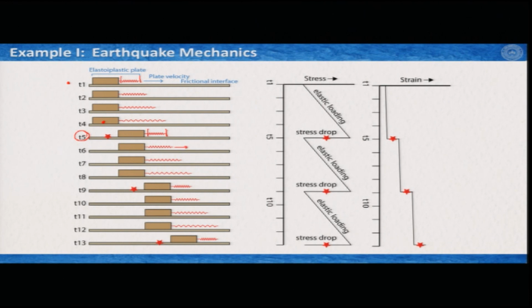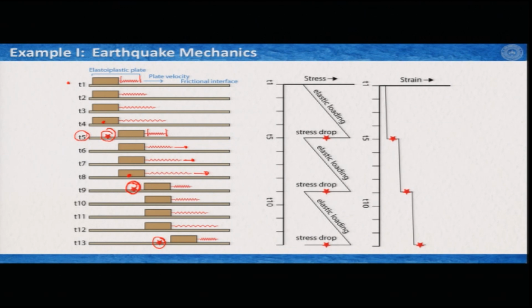I am again stretching the spring, again stretching the spring, and again when I reach the elastic limit of the friction of this block, then this block suddenly moves forward and produces another earthquake, and so on. So, I have one earthquake here, I have a second earthquake here, and in a similar way I have a third earthquake here with accumulation of more strain, and it is happening in a zigzag manner, like it takes time to accumulate the strain, then suddenly it releases, then again it takes time to accumulate the strain, suddenly it releases, and so on.